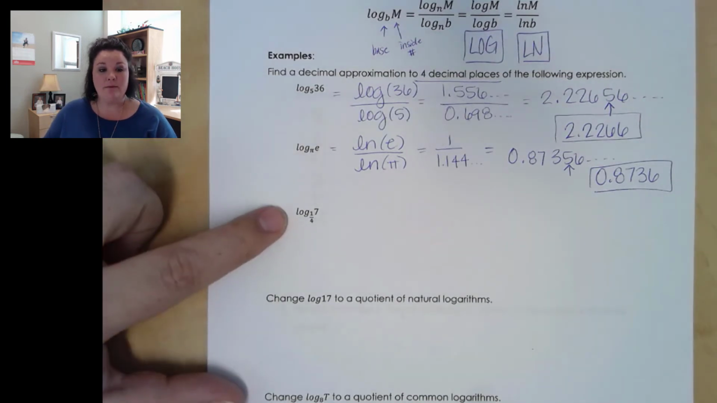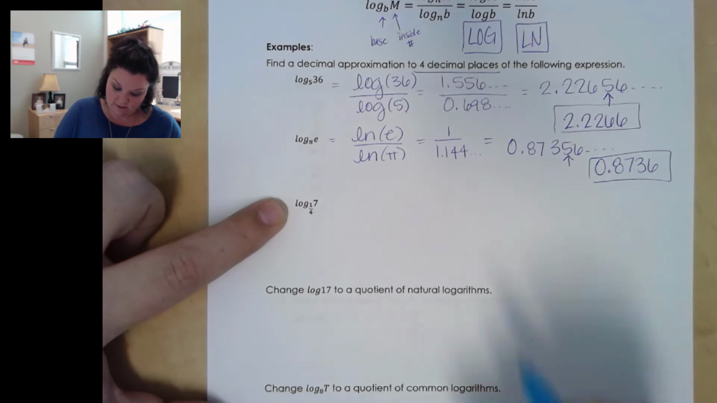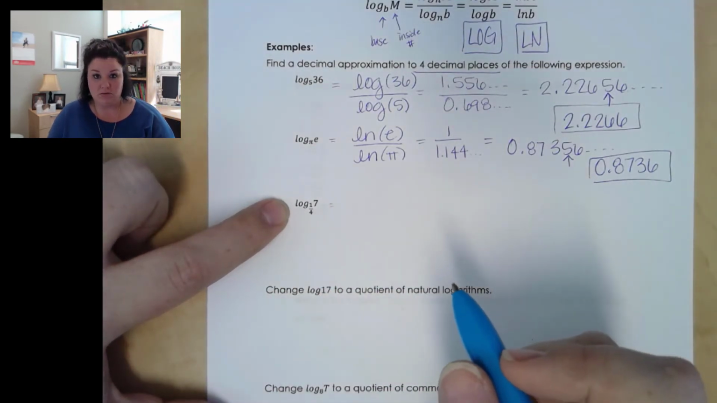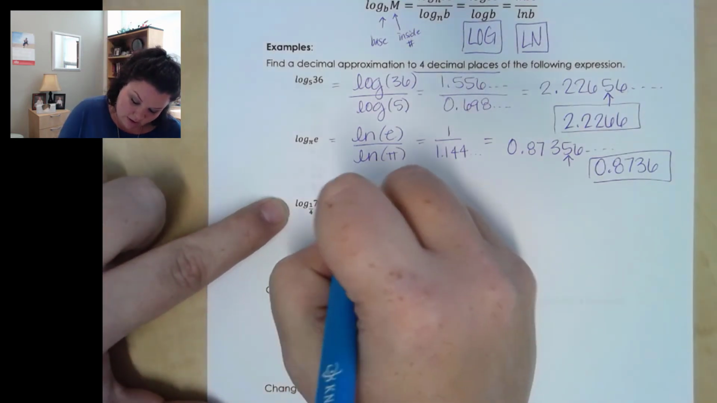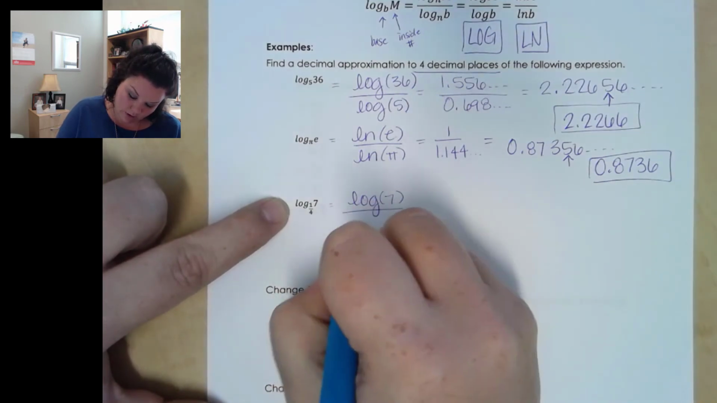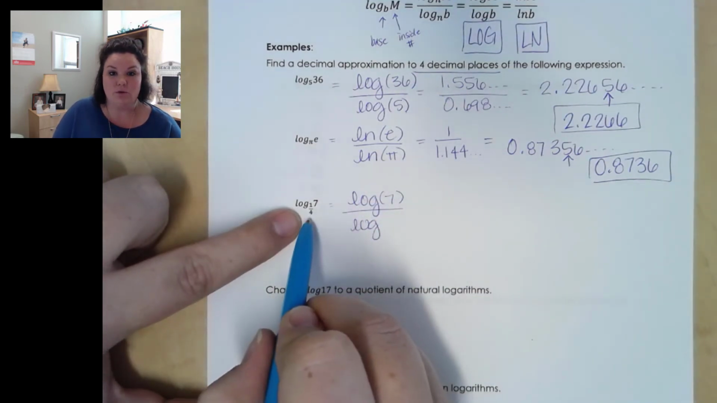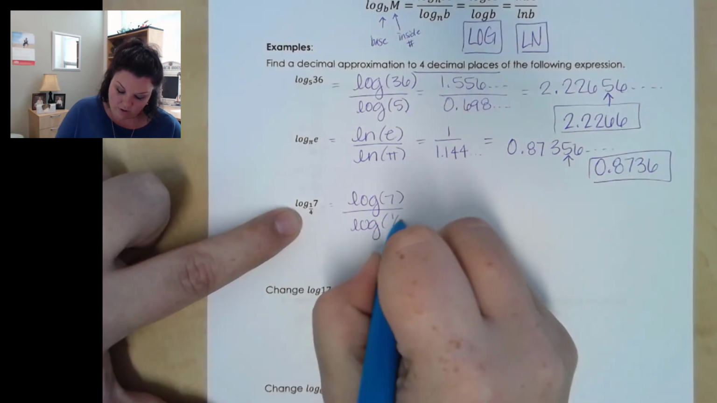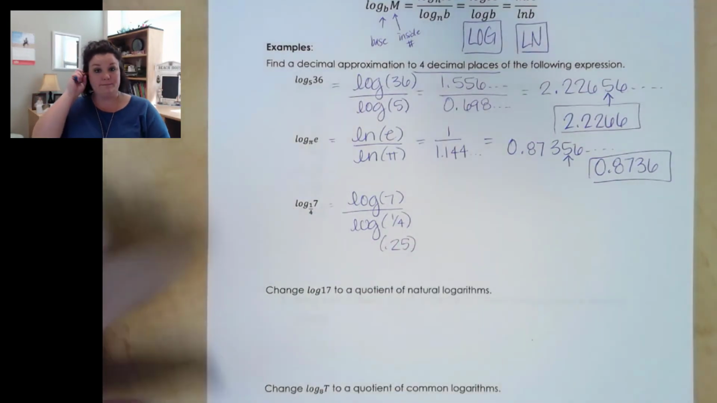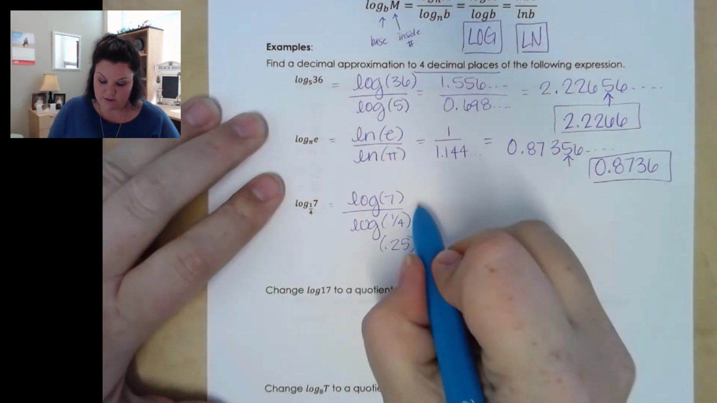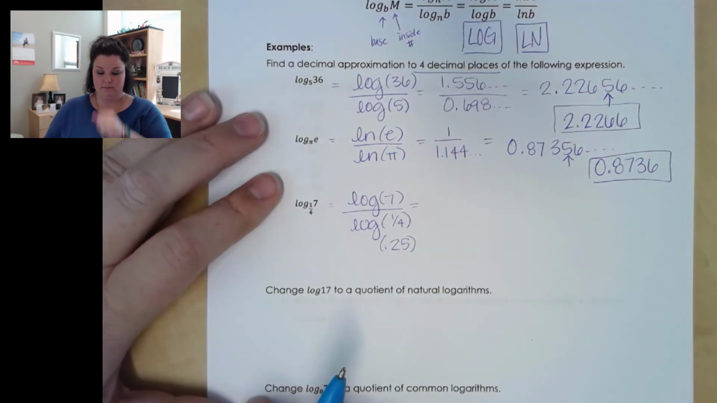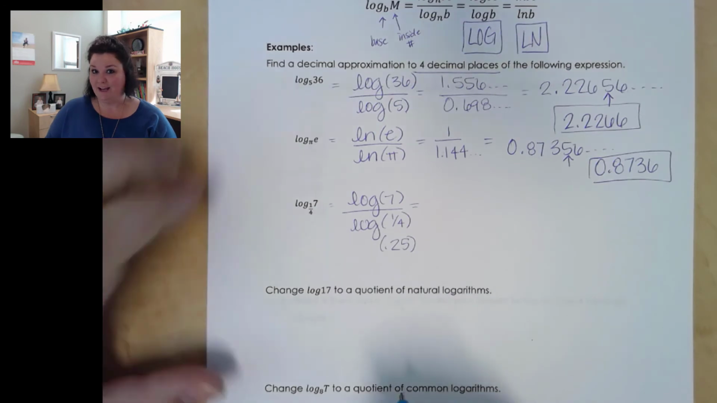I have log base 1/4 of 7. So this means I'm going to do log or ln. It doesn't matter which one. Okay, I'll just do log. Log of my original inside value, which is 7, over log of my original base, which is 1/4. Now you can type in 1/4 or you can use 0.25. It doesn't matter, either way. Then you can punch that all into your calculator or you can work it out step by step. It doesn't matter to me, either way, as long as you can do it accurately.